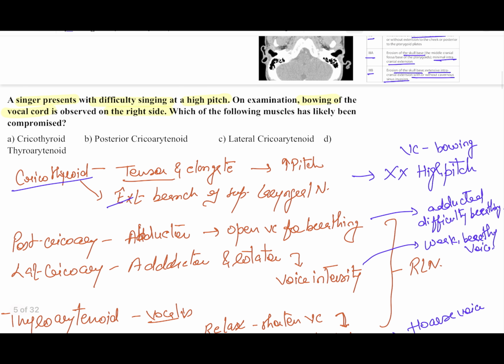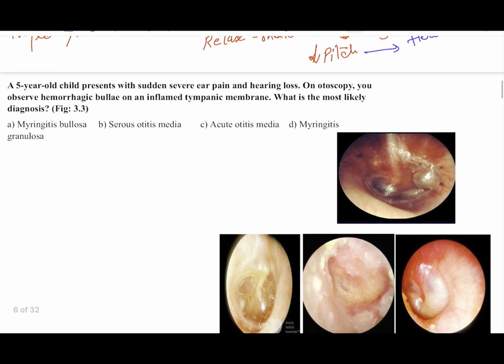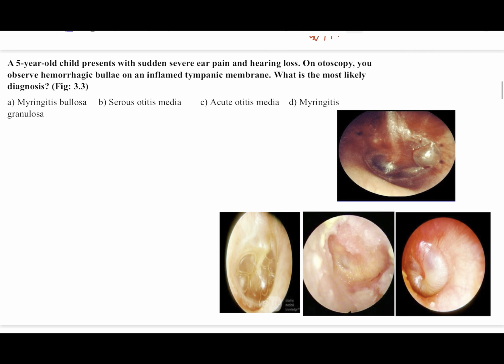So here he is saying he is having difficulty singing at high pitch and vocal cord bowing. So the correct answer will be cricothyroid, which is a tensor and elongator of the vocal cords.